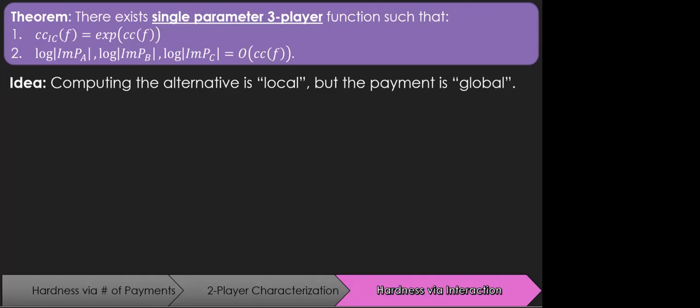So the idea of the proof is that you want to create a situation where the alternative chosen depends on a small number of bits, whilst computing the payment requires some global computation. And try to keep this idea in mind while seeing the construction.